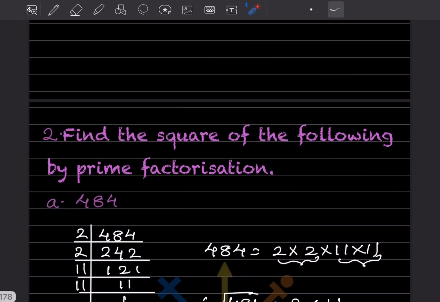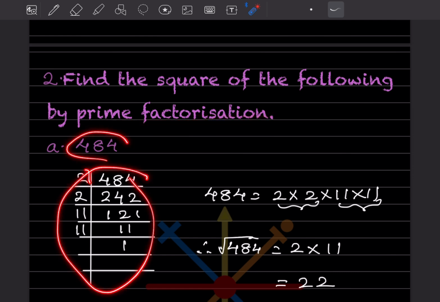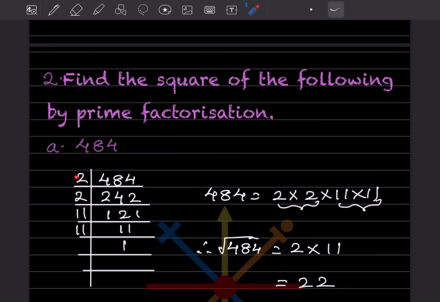Find the square of the following by prime factorization. So these are the prime factors here. So you're always in the prime factors, you know, you have to start with the lowest number. So these are the factors. Now 484 is 2 into 2 into 11 into 11. So now we are going to form groups of it.